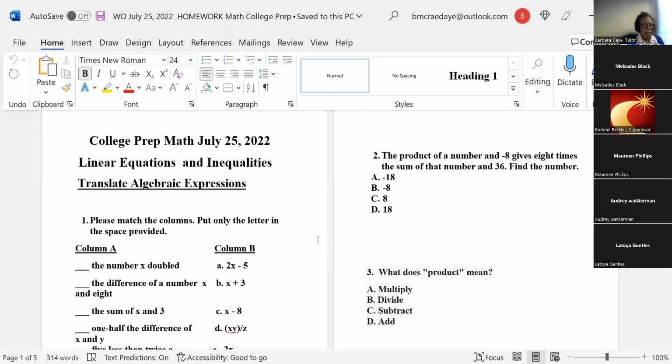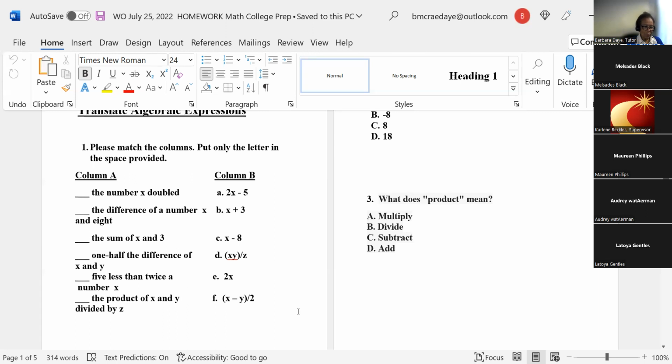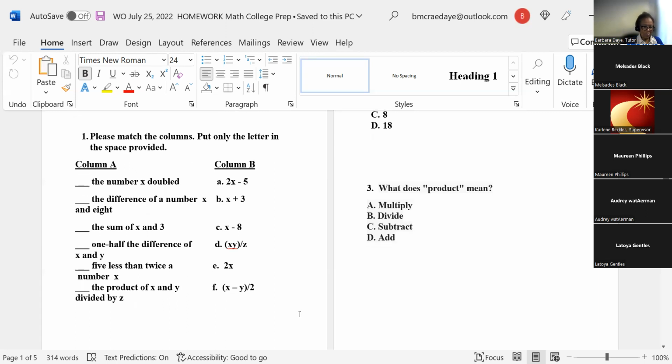So, Latoya, since you got everything right, I need you to teach this part. Tell everybody how you matched column A and column B, translating the expressions from the words to the algebra. The number X doubled, so that's E, 2X. If you have any questions, ask Latoya before she leaves. Everybody understand how she got E? The number X doubled, 2 times the number X. Any questions on that one?